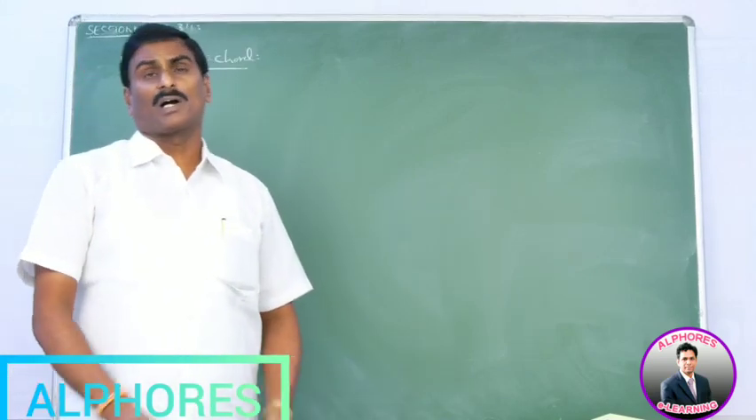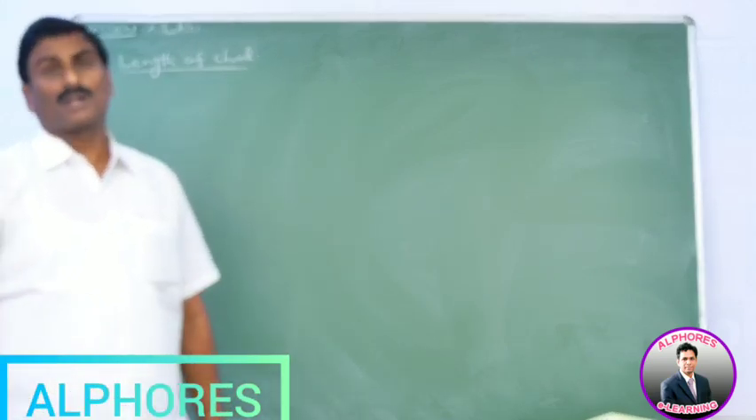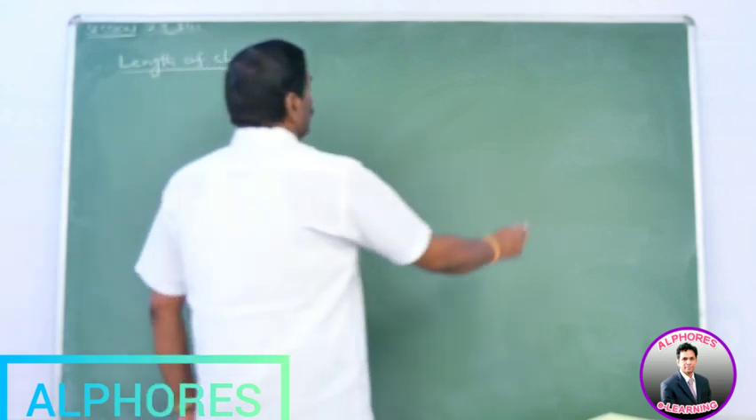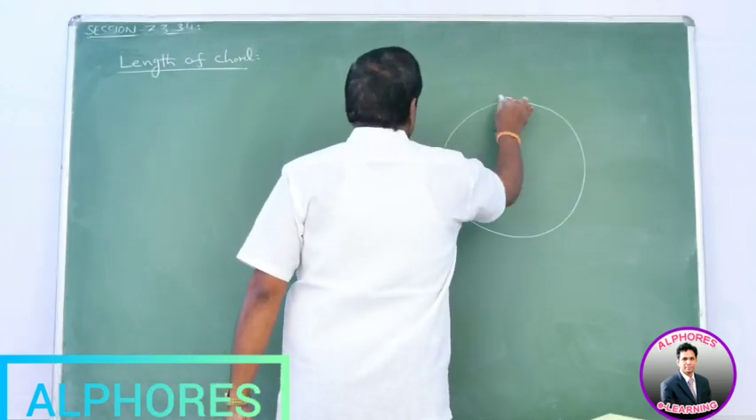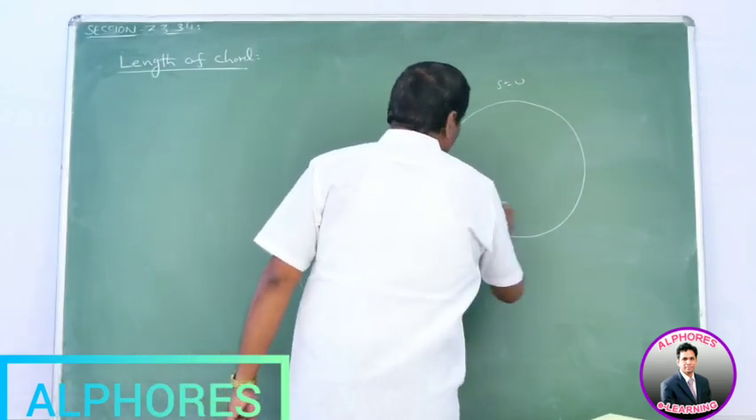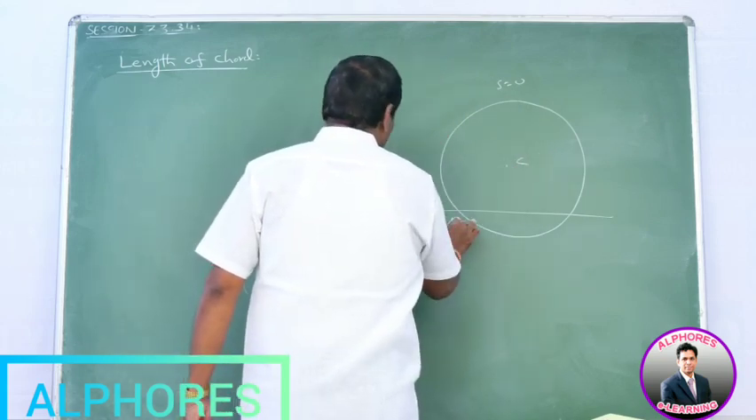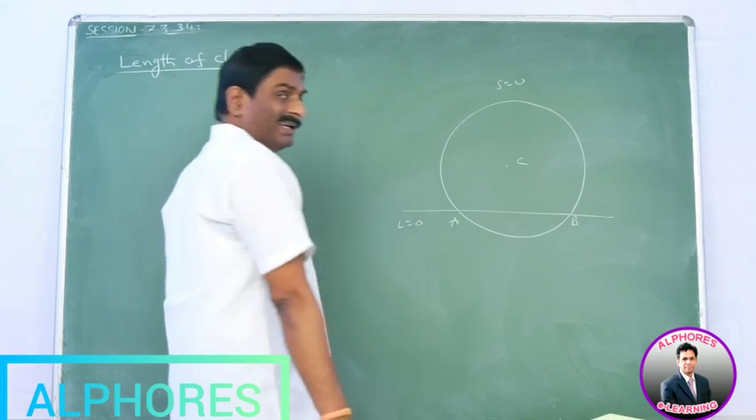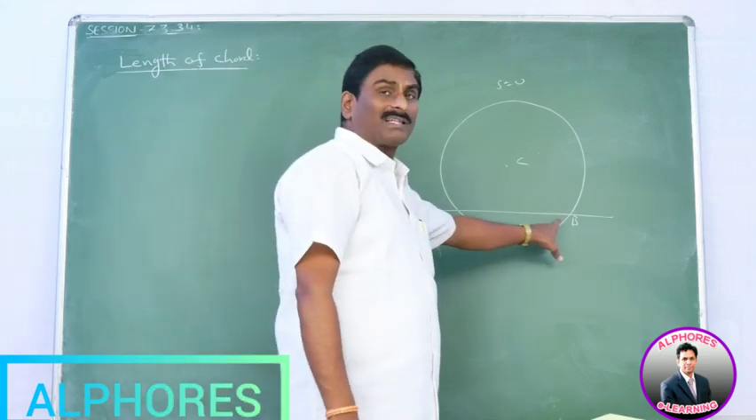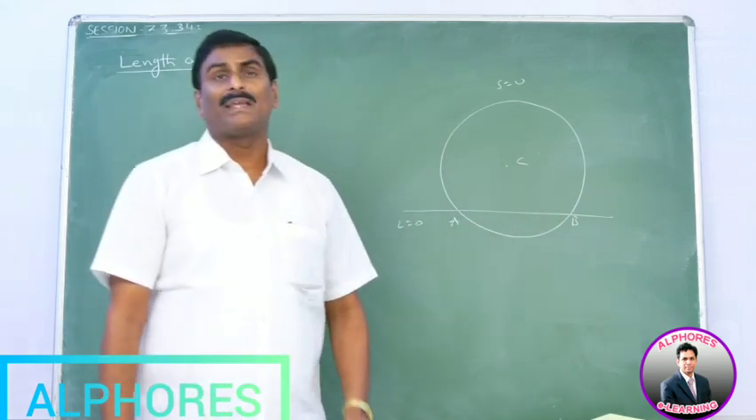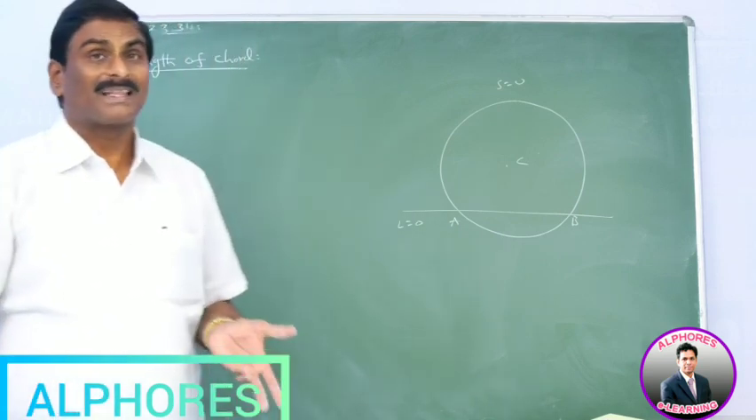Next, length of the chord. Suppose S = 0 is a circle, and the line L = 0 cuts the circle at two different points A and B. Then the distance between these two points, the length of the line segment AB, is said to be the length of the chord.